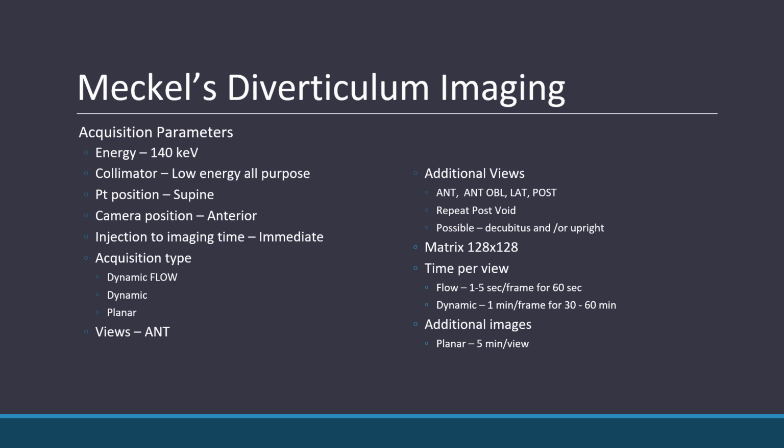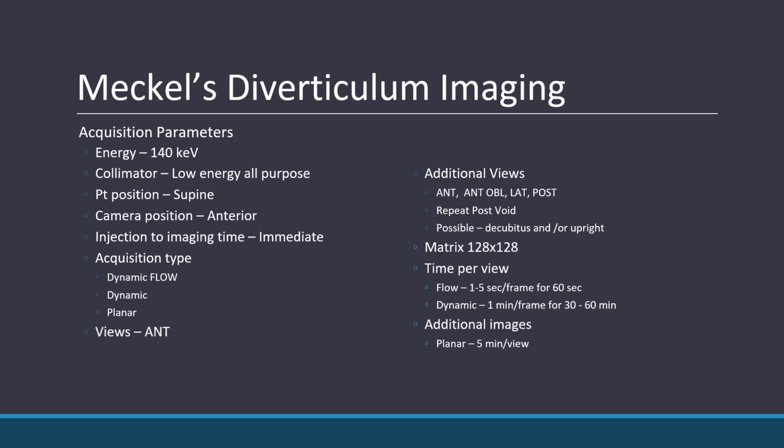And then if it is close to the bladder, you could take an image with the patient in the decubitus position or upright position. Matrix is 128 by 128. When you're doing the flow, it's anywhere from 1 to 5 seconds per frame for 60 seconds. Most of the time, this is taken at 1 second per frame.